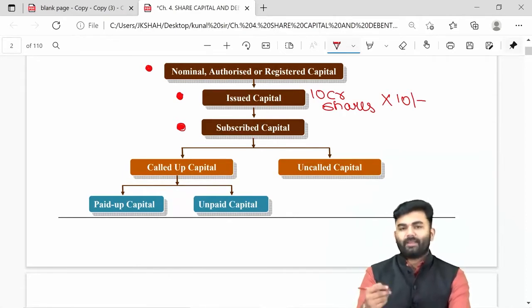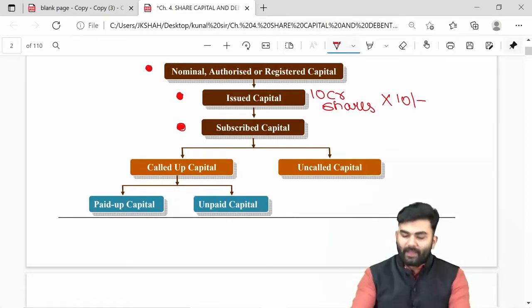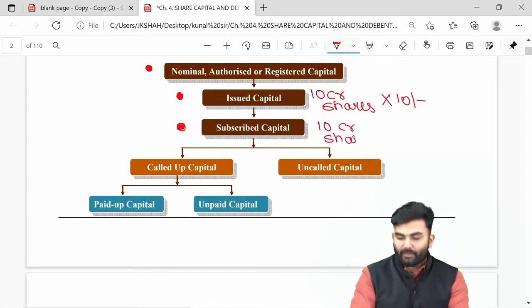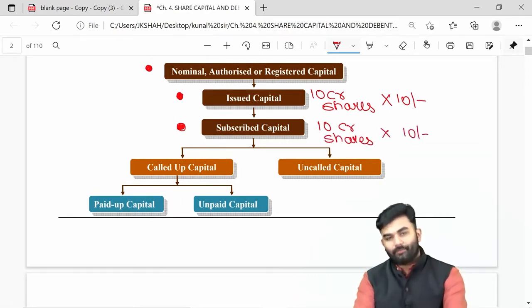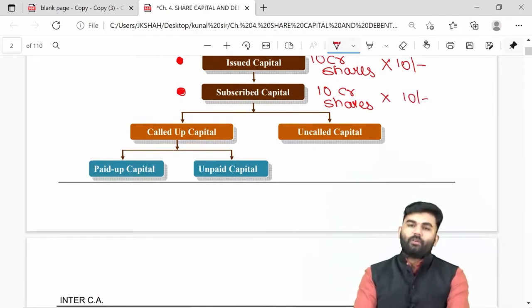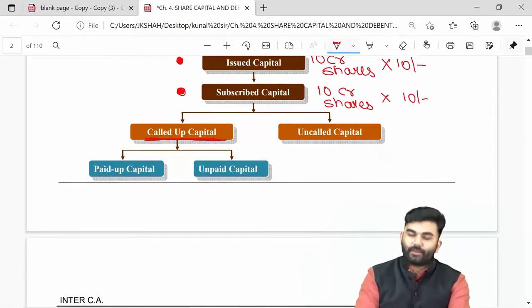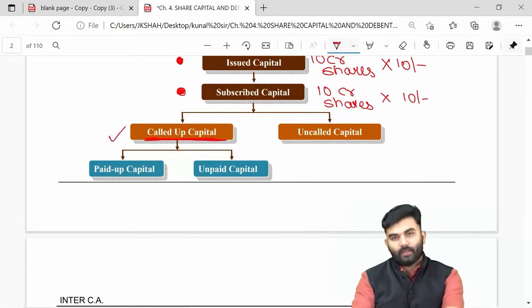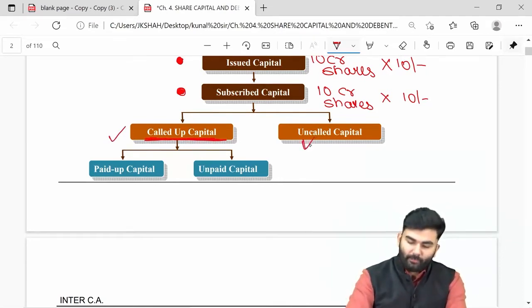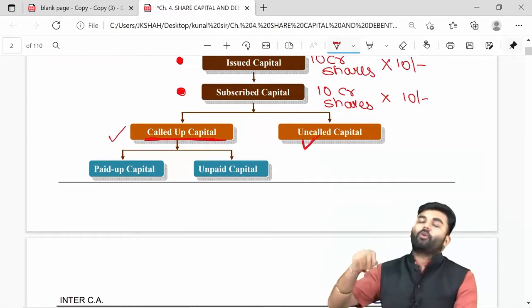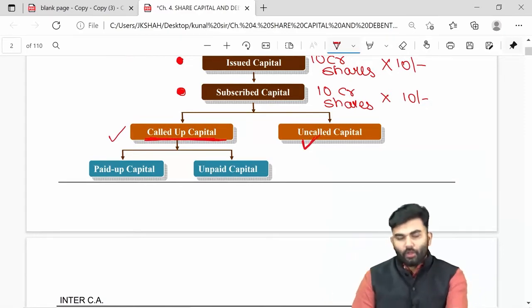Let us take an example that the company issued 10 crore shares and that entire 10 crore shares were subscribed. Right now, the face value per share is 10 rupees, but the company has called up only 7 rupees per share from the investor. So that is the called up capital. 3 rupees the company will call in future, but it is not called right now. So the company has made a call of rupees 7 per share.